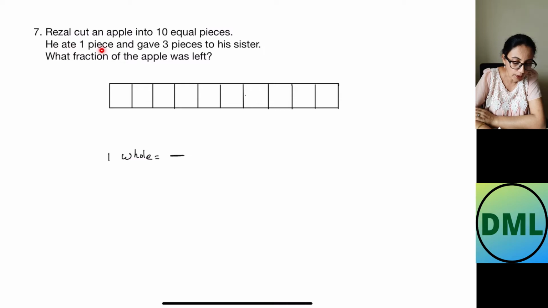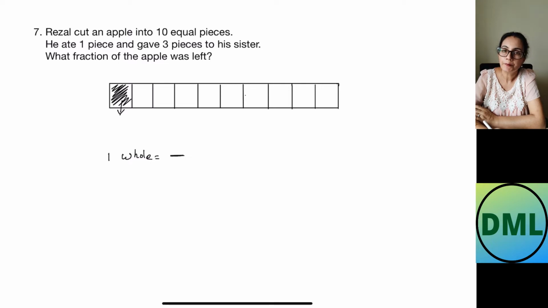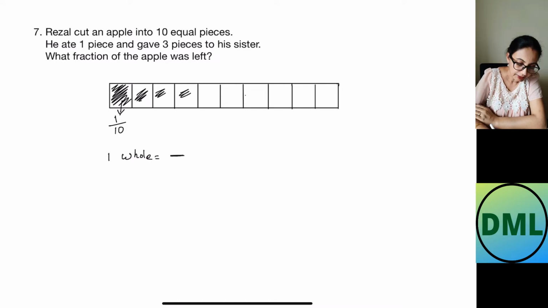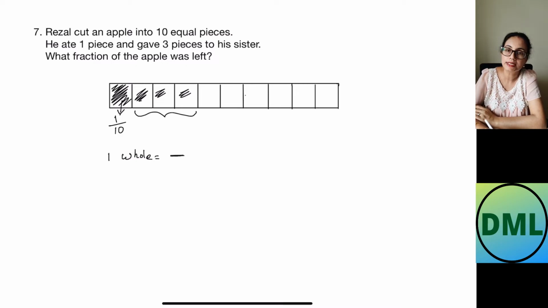He ate 1 piece. That means only 1 part was eaten by him. I need to represent this part in the form of a fraction. How many total equal parts? 10. Let's write down 10 in the denominator. How many parts did he eat? He ate only 1 part. Let's write down 1 in the numerator. He gave 3 pieces to his sister. Let's shade that. 1, 2, 3. These 3 parts he gave to his sister.